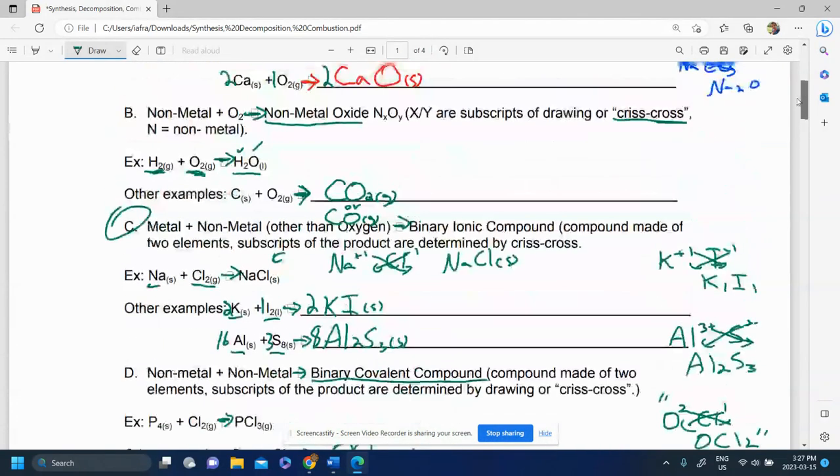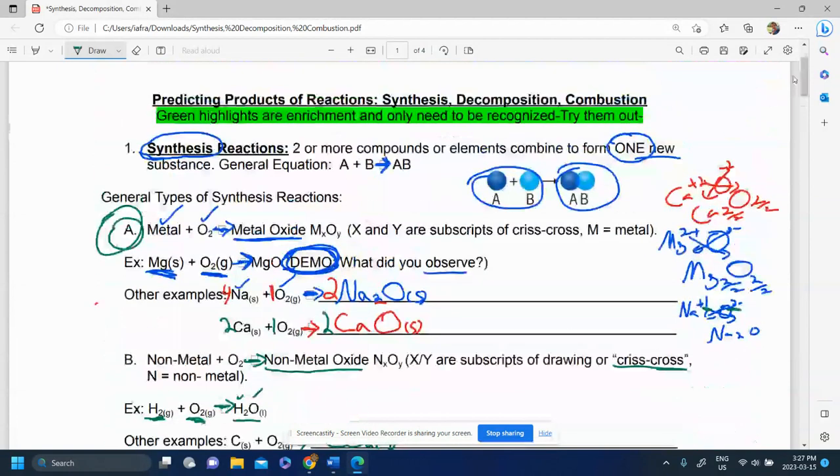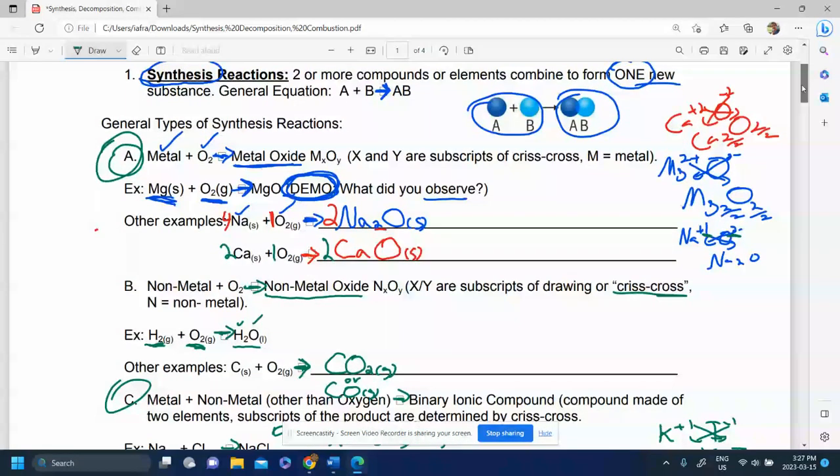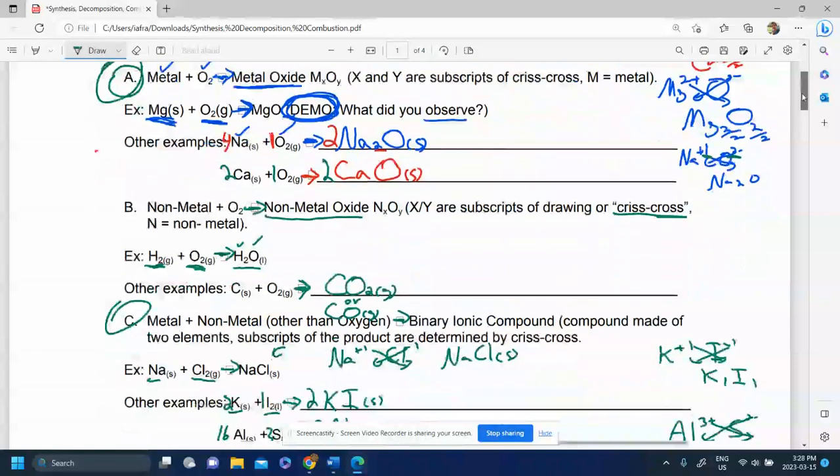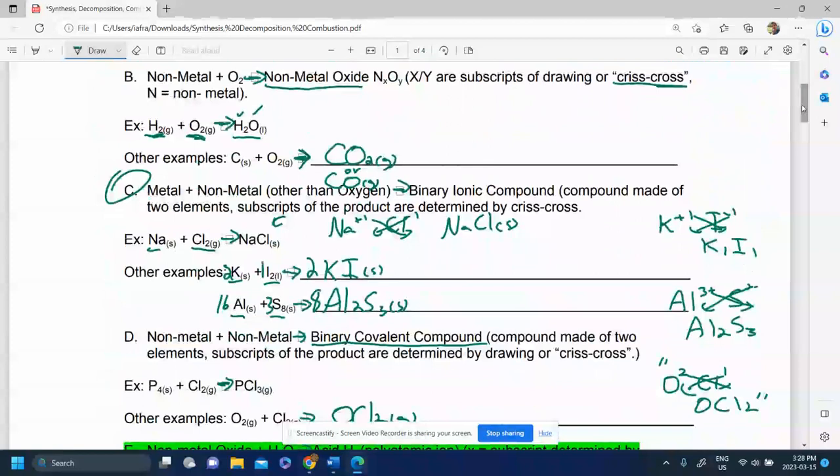So in this video, we reviewed what a synthesis reaction was. We saw a few different cases of synthesis reactions. We saw metal with oxygen. To find the product, you simply do metal crisscross with oxygen. We saw a metal with a non-metal other than oxygen. That gives you a binary ionic compound. Just do the crisscross to find your product.